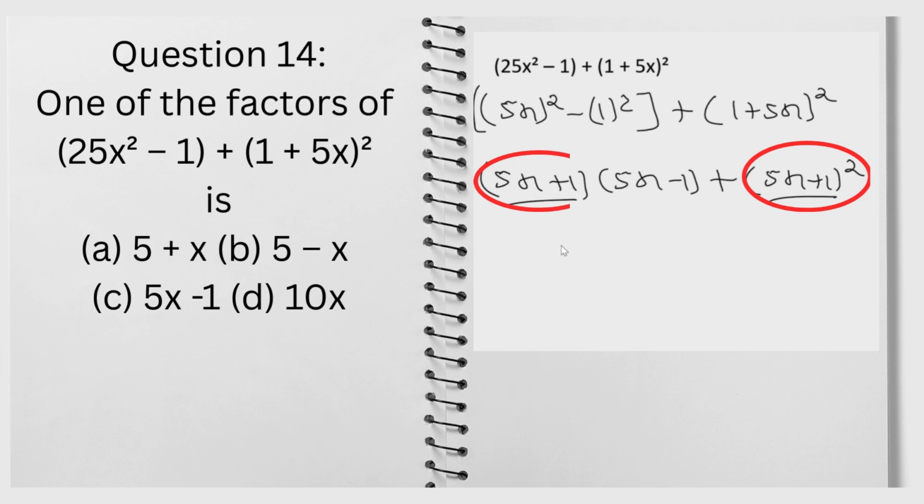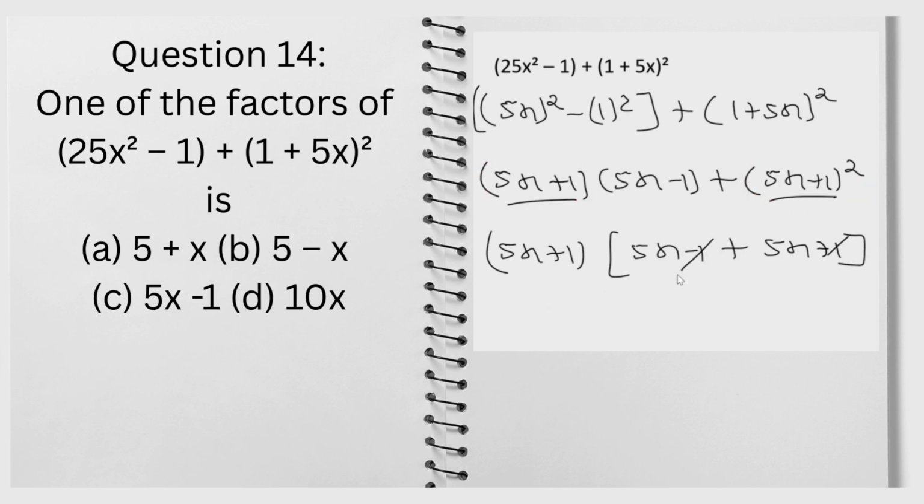Now we can take 5x plus 1 common from here. If I take 5x plus 1 as common, what is left over? In the first term, we are left with 5x minus 1. And the other term was a square term, so one factor will be left after taking common. So we can see plus 1 and minus 1 get cancelled. 5x plus 1 is one factor, and 5x plus 5x, that is 10x, is the other factor. So we can say that 10x and 5x plus 1 are the two factors of this expression.